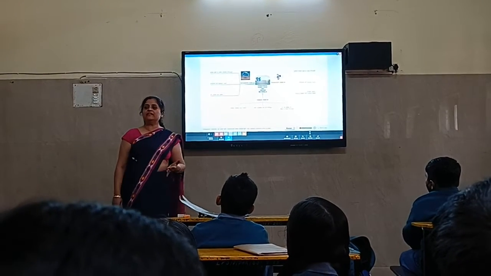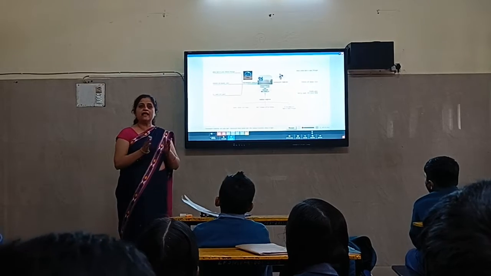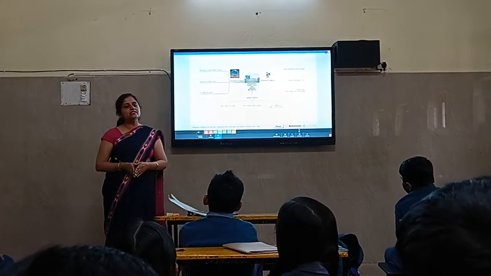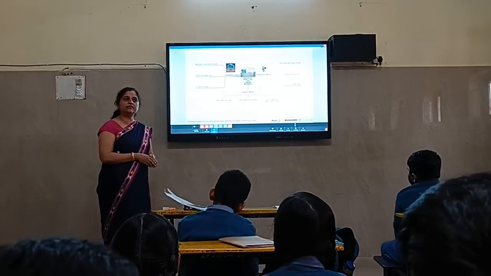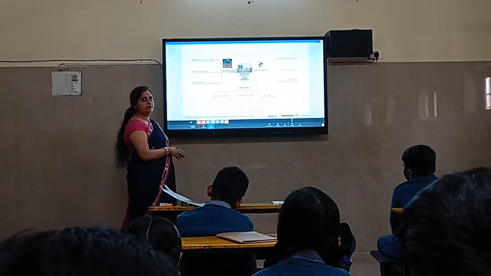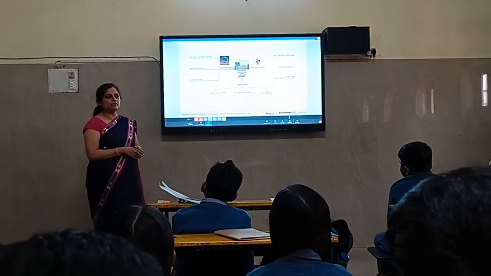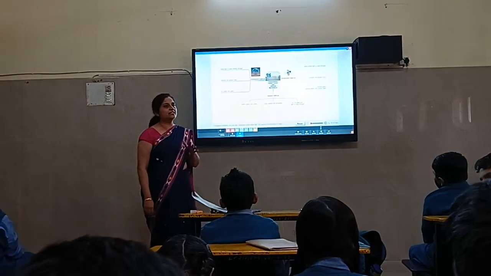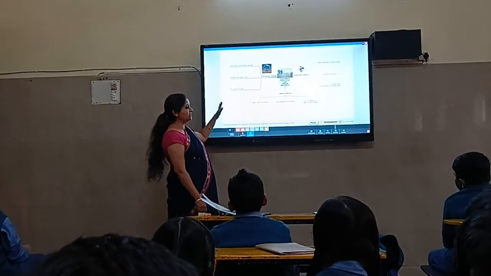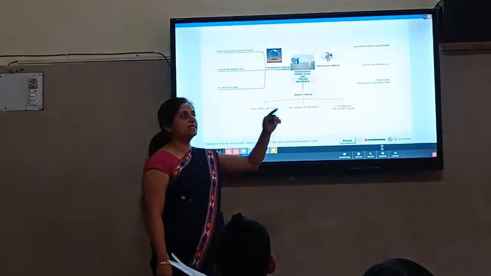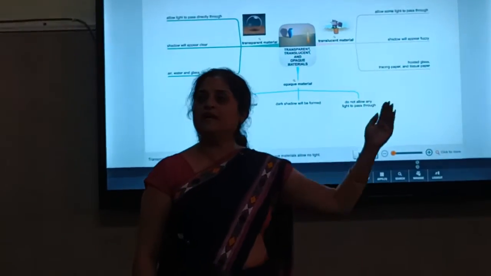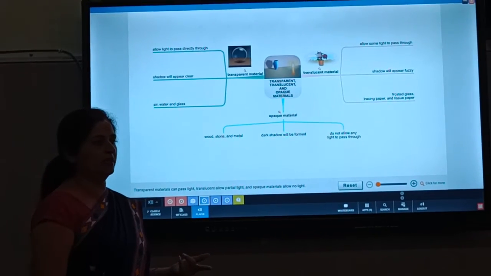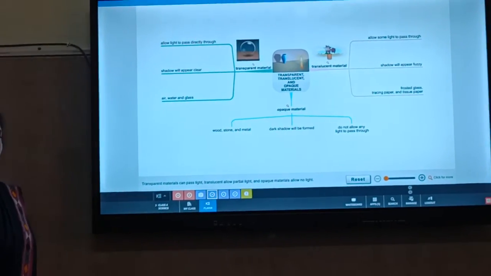So children often get confused about transparent and luminous. All objects which are transparent may not be luminous, and objects which are luminous may not be transparent. Clear? Like fire. Fire is luminous. Water? It is non-luminous. It is transparent, but it is non-luminous. This glass of the window will allow sunlight to come inside, but it itself is not luminous. So understood everyone? Yes.